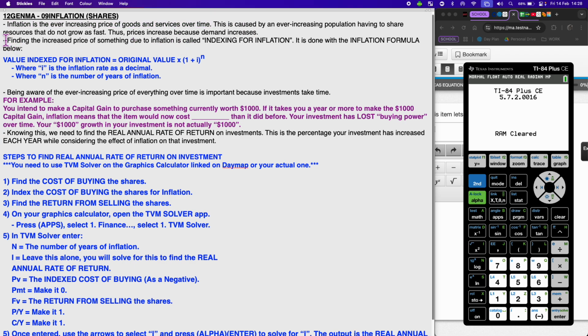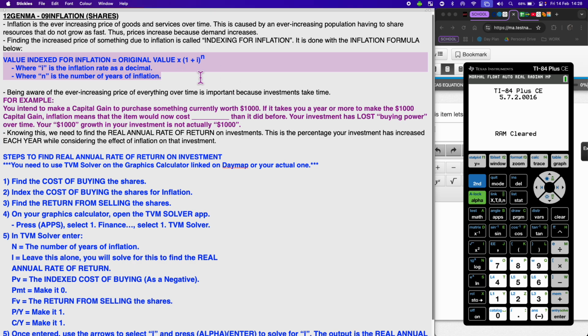We can find the increased price of something due to inflation by indexing for inflation. We use the inflation formula. You need this on your cheat sheet. This blue here, so I'll give you time to get that down. We use this formula in two topics, in shares and then in Term 2 when we do finance. You'll use the same formula. So get that first formula down.